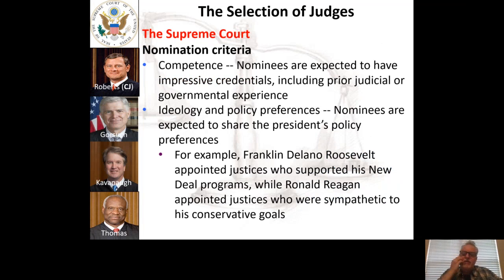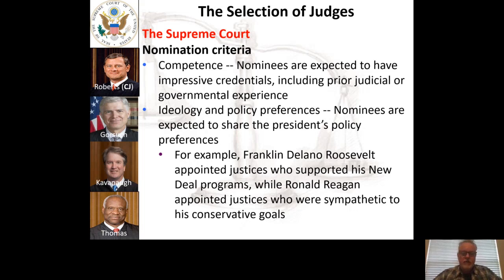So, nomination criteria. If you're putting people on the federal bench, meaning the district courts, the appeals courts, and also thirdly, the Supreme Court, you're looking for somebody that's competent. While there is no criteria that they have to be lawyers or prior judges, that's usually what you're looking for. The party in power is looking for somebody that matches their political ideology in terms of how the Constitution should be interpreted.